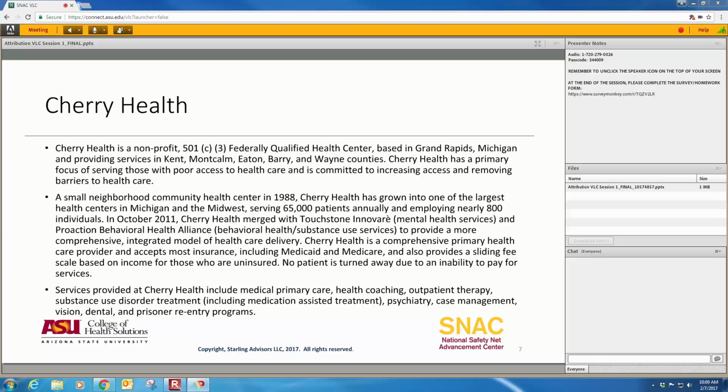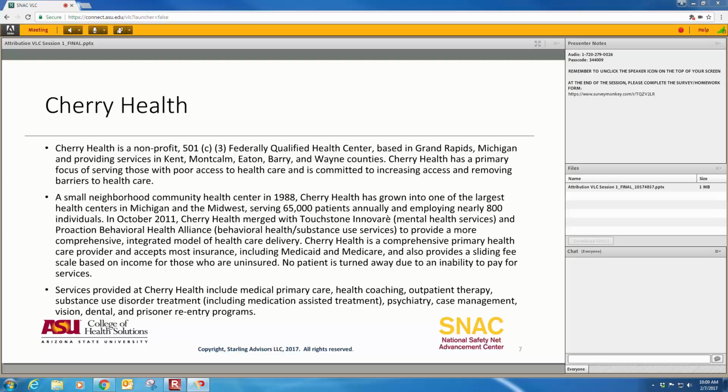Cherry Health is a federally qualified health center. We've been around since 1988, and we've grown quite a bit in that time. So we are located in Grand Rapids, Michigan, is where our main site is, but we have sites in Kent County, Berry County, Eaton County, Montcalm County, and along the lakeshore of Michigan as well, if we count our employee assistance programs. We serve probably more towards 70,000 patients at this time.